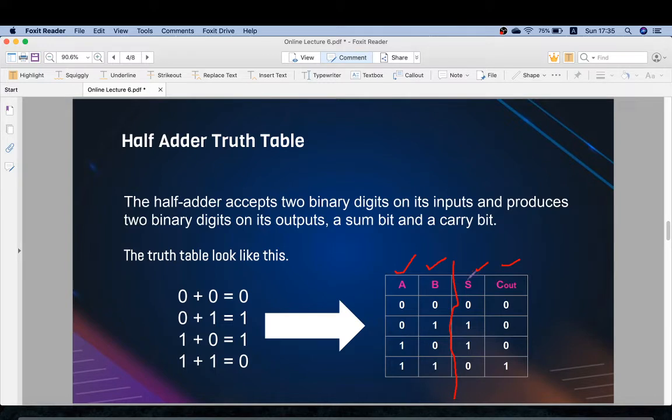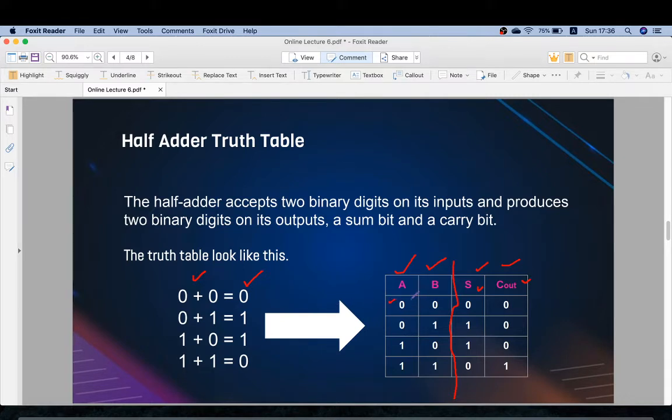So what is sum? Sum is the simple arithmetic result and carry is the remaining figure. According to simple arithmetic, 0 plus 0 is equal to 0, 0 plus 1 is 1, 1 plus 0 is 1, 1 plus 1 is equal to 0. So now let's start making the table. First we will make S, and then we will make the carry, C out.